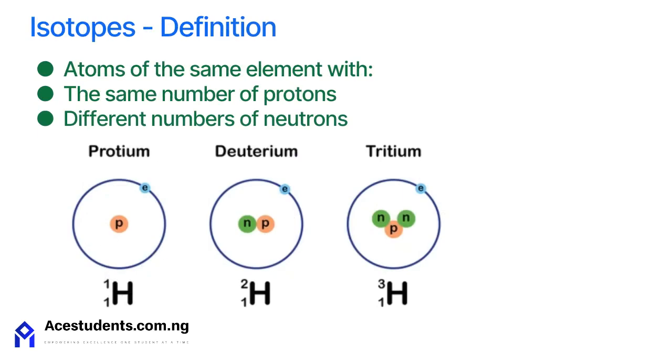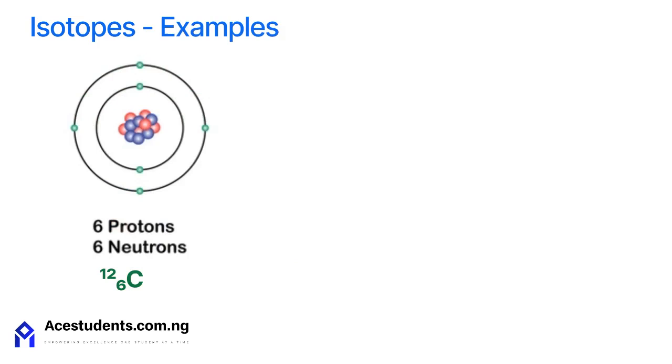Now we can define isotopes. Isotopes are atoms of the same element that have the same number of protons, but different numbers of neutrons. For example, carbon has several isotopes. The first one is carbon-12. It has 6 protons and 6 neutrons.